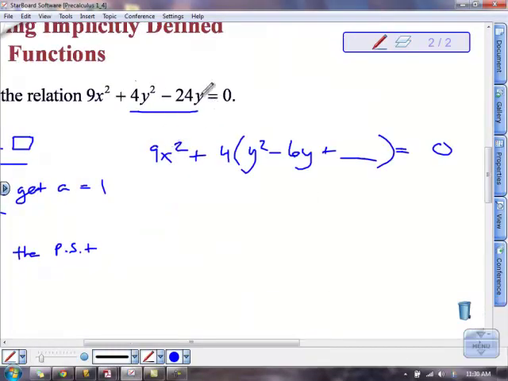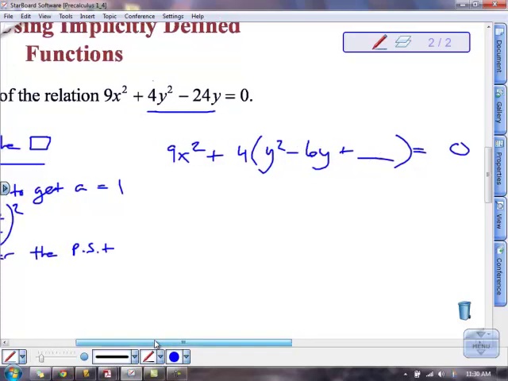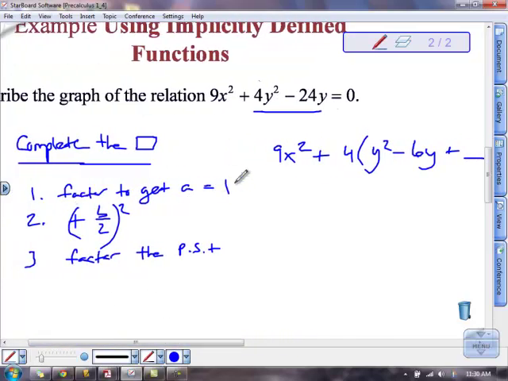So we are going to focus on this part right here, and we're going to pull out a 4 so that we have this quantity left over, which is our quadratic that we're completing the square on. Now what we're doing is following these steps. We need to factor to get a equal to 1. We've done that. A is now 1 right here. So we're done with step 1.